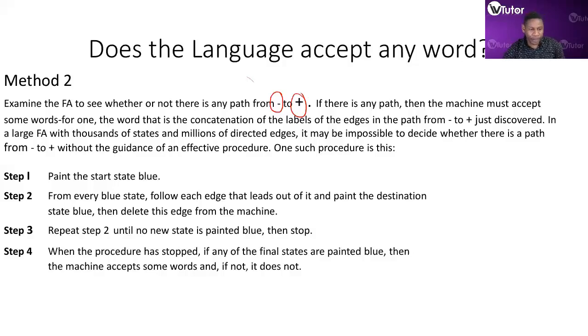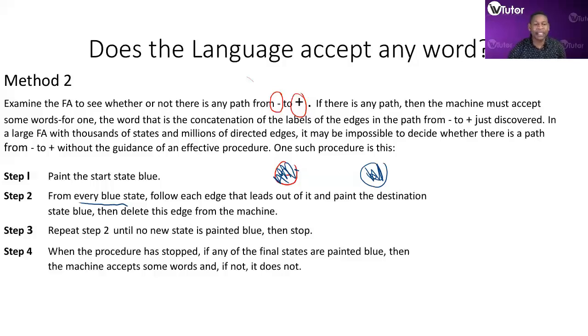The procedure is as follows: paint the start state blue. So if you're given a finite automata, the start state is painted blue. Then from every blue state, follow each edge that leads out of it and paint the destination blue. Then delete the edge that you followed. That is step number 2.